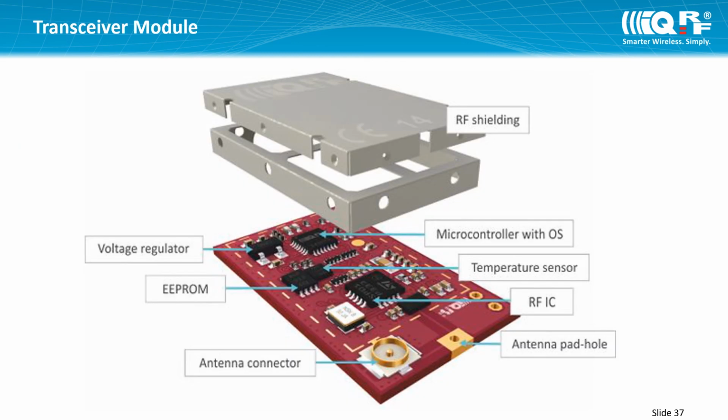The basic part of the IQRF technology is the TR module. Every TR module contains an MCU with operating system, RFIC, external EEPROM, and other components that differ according to the module type. These components are mainly the voltage regulator, temperature sensor, LEDs, and antenna.